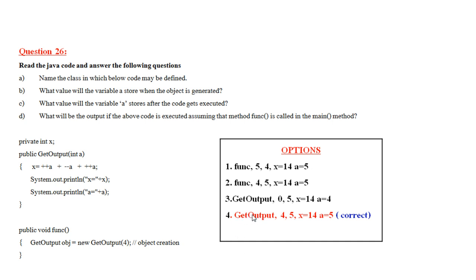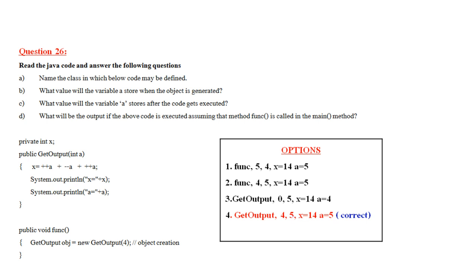What value will the variable a store when the object is created? So when you are creating the object, you are passing 4. So a's value would be 4. Third question is, what value will the variable a store after the code gets executed? Okay. So you see, when you are calling this constructor get output, you are passing 4, fine. But after that you see x is equal to ++a plus --a plus a. As a result of ++ and --, the final value of a would be 5.